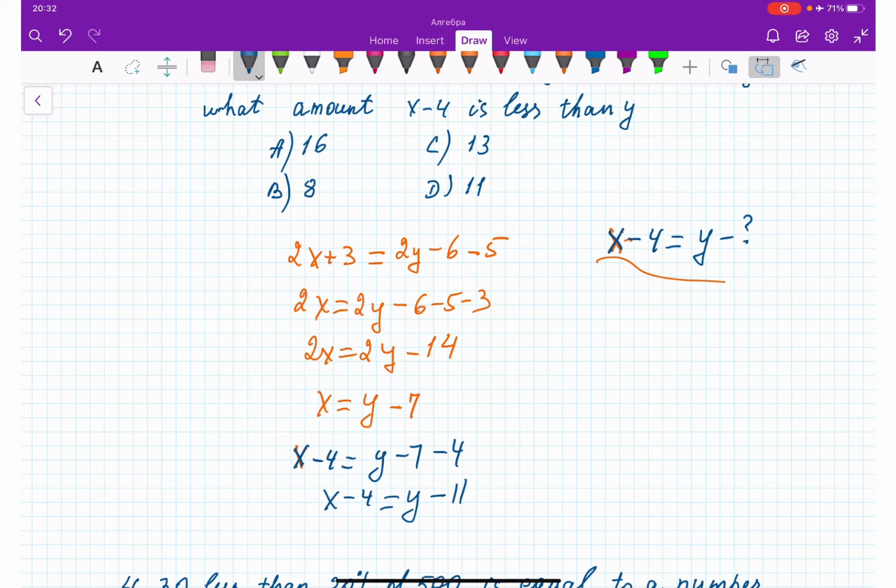So we had here x minus 4, right? What did I do? Since I know x is equal to y minus 7, instead of x, I plugged in y minus 7, and continued with minus 4. That's all I did. And I got x minus 4 equal to y minus 11. All right, moving to the next question.